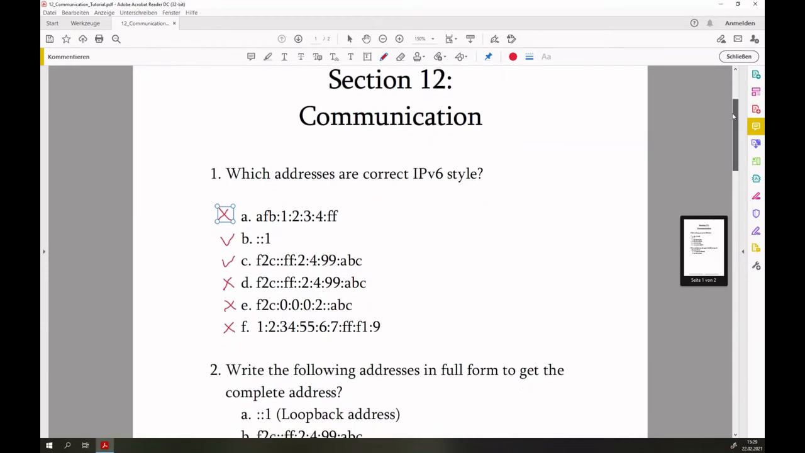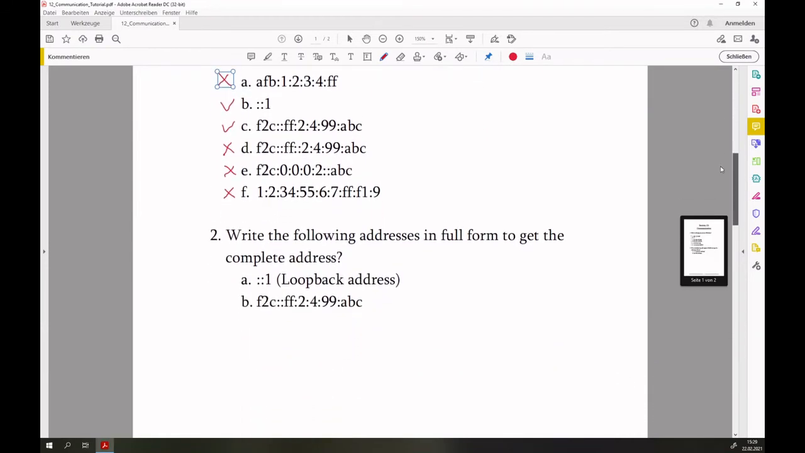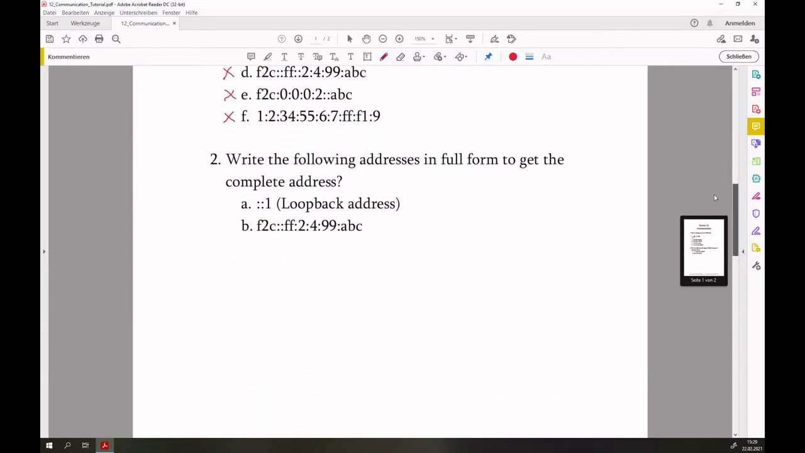Question number 2 asks for a complete replacement of the short version of this IP version 6 address, and you should replace it with a complete address set. So let's start with A. So in this case, it's the loopback address again.